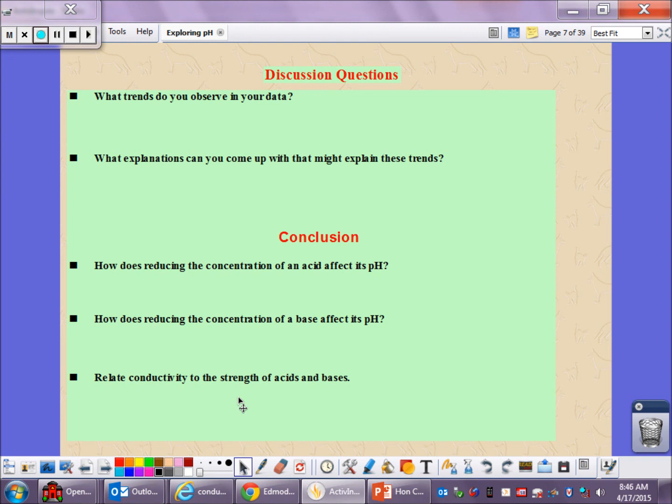Another formula, pH equals negative log of the concentration of hydrogen ion. Another formula, pOH equals negative log of the concentration of OH minus. And one more, pH plus pOH equals 14. With those formulas, you should be able to complete the worksheet Working with pH.